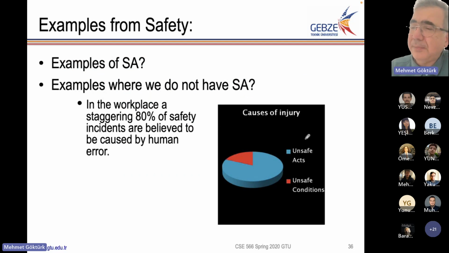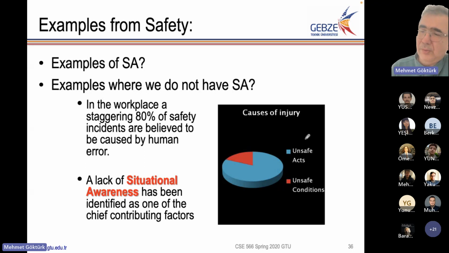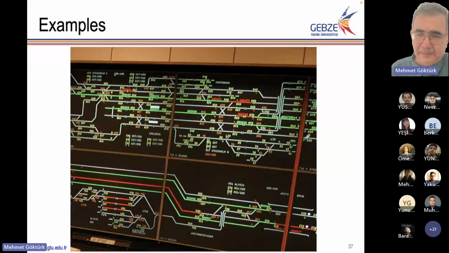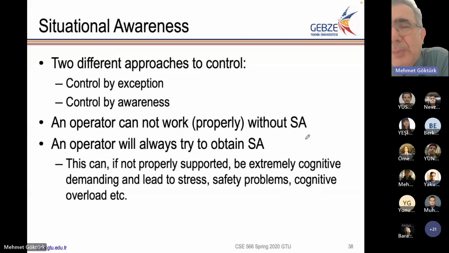So in terms of safety, again, 80% of the incidents are caused by human error. So human error is a situational awareness problem. It's the primary factor. Take train tracks and operators: there are two different approaches to control, control by exception and control by awareness.